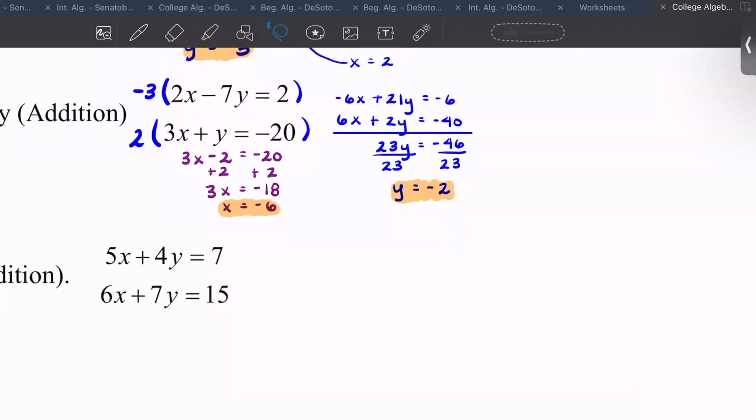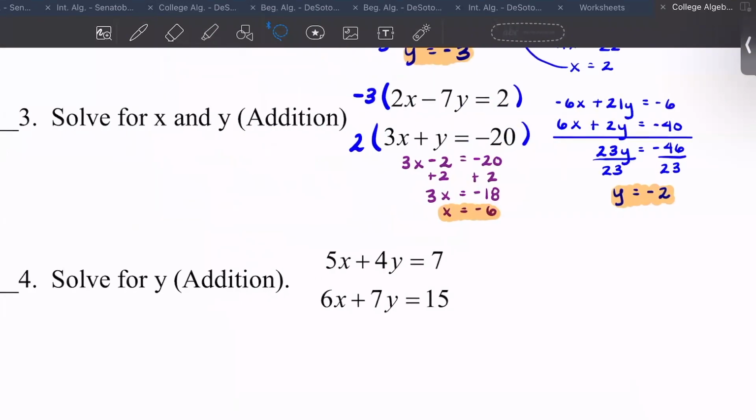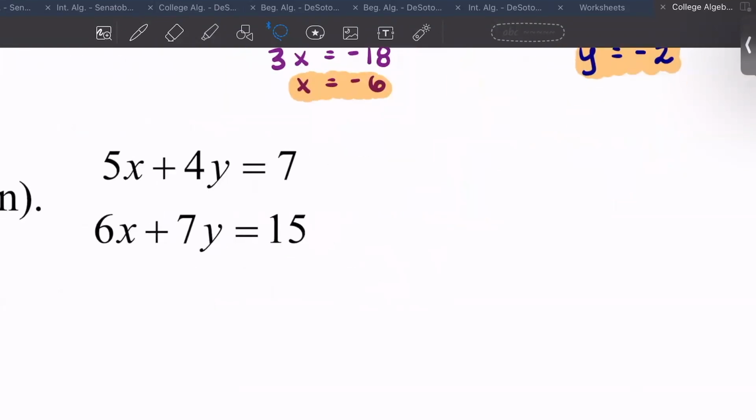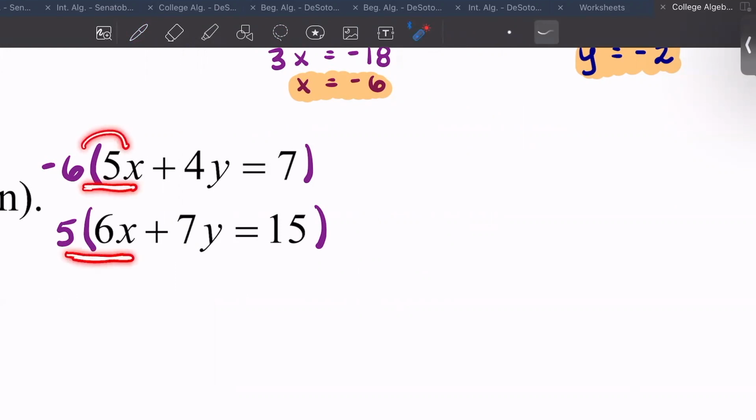Okay. This one, I'm only solving for y. I need y equals a number. Okay. So for this one, it makes sense for me to zero out my x's because I'm solving for y. So I could multiply this by -6, multiply this by 5, because I would get negative 30x plus 30x. So those would zero out, and I would just be left with whatever that is.